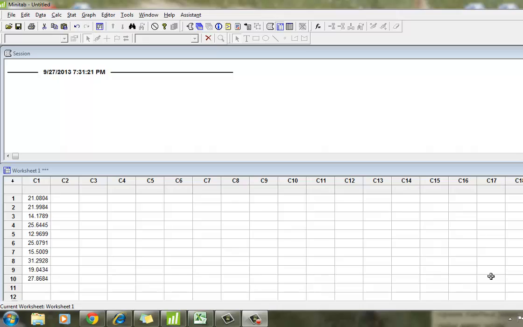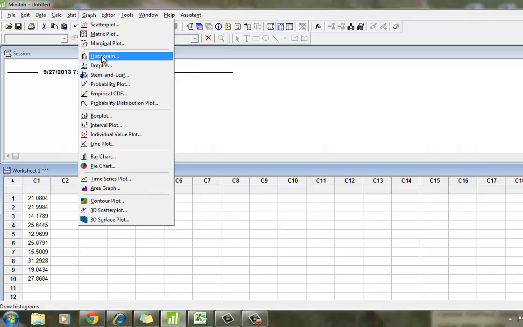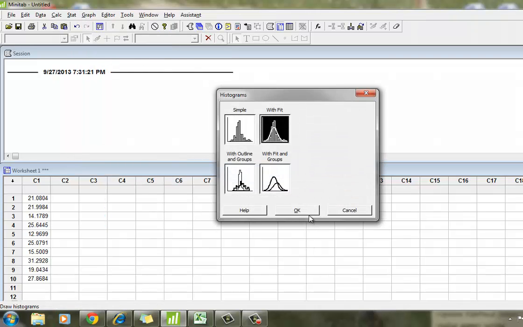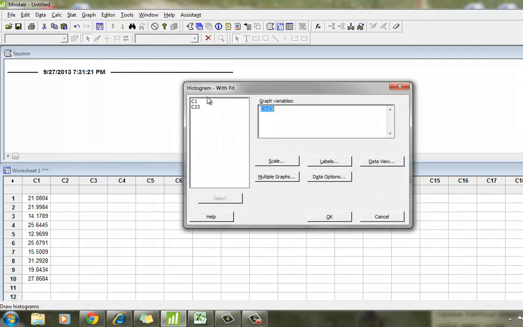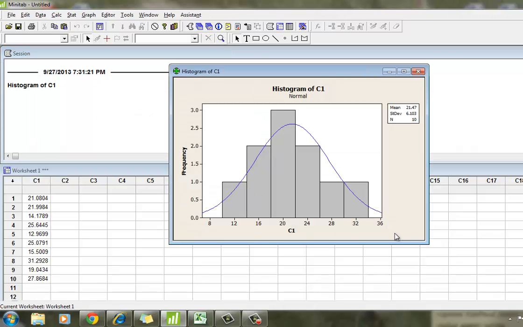In this section, we're going to talk about normal probability plots. You see here we have a small set of numbers that I randomly generated. We're going to create a histogram of that data to see if the data looks normal. And a lot of people, if they looked at this graph, would say, yeah, that looks pretty normal.